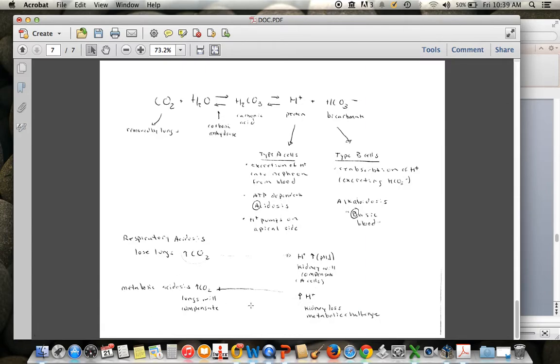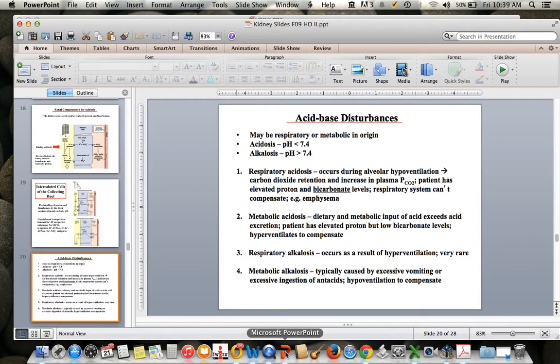So those are two types of compensation that we see. The other types that we have here: respiratory alkalosis, this can happen sometimes in the case of hyperventilation, in which case we've actually breathed off so much CO2 that we have a deficit of protons. And metabolic alkalosis, this can happen when you lose a lot of protons from vomiting.